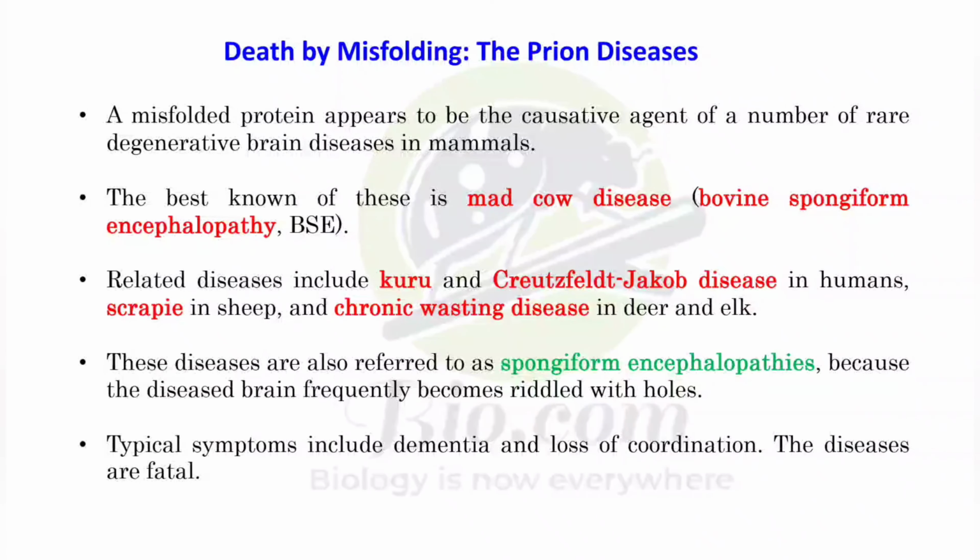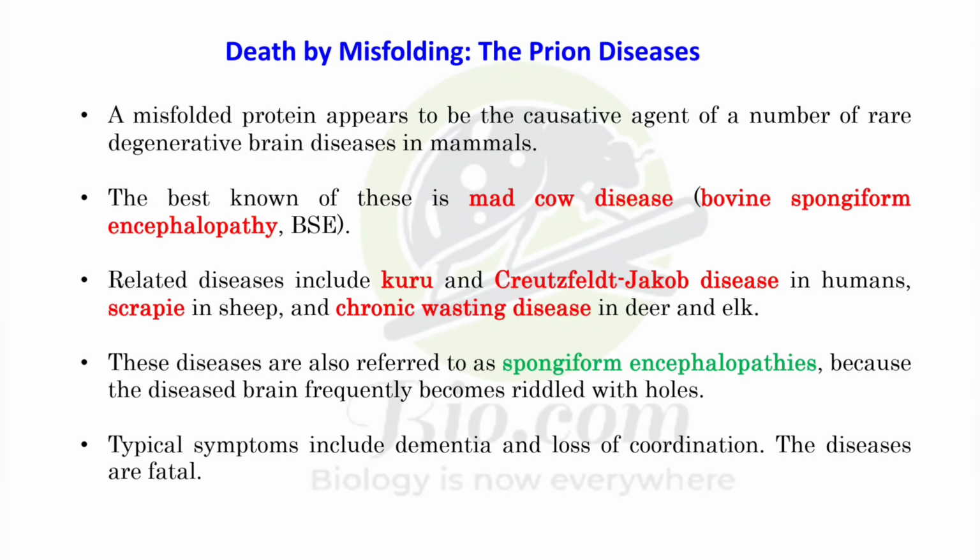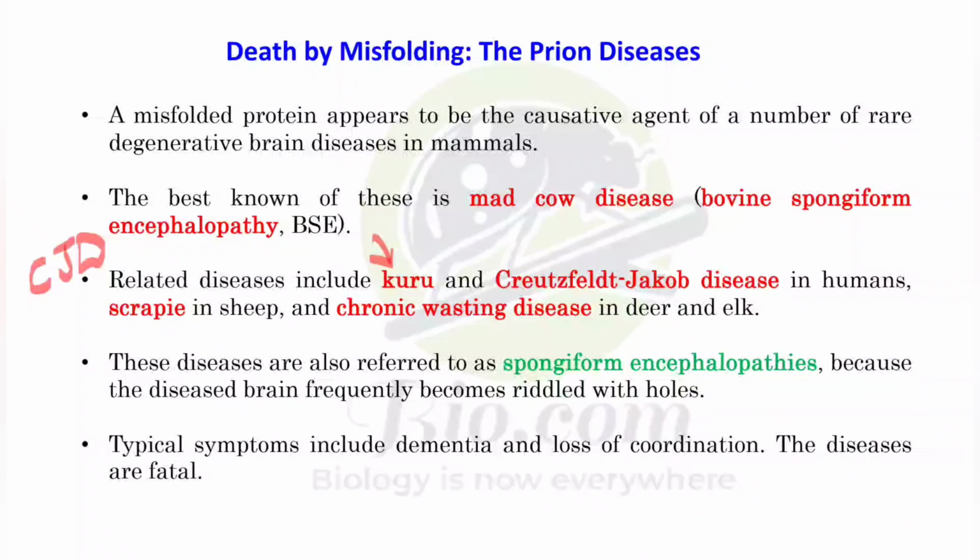Now, apart from BSE, bovine spongiform encephalopathy, there are other diseases related to the prion. They are known as Kuru. It means Kuru is also a prion-based disease, and also one disease abbreviated as CJD. This CJD stands for Creutzfeldt-Jakob disease in humans, and also one more common disease which we have heard so many times, scrapie disease in sheep, which is again a prion disease, and another one is chronic wasting disease in deer and elk. Basically, these diseases are collectively referred to as spongiform encephalopathies.